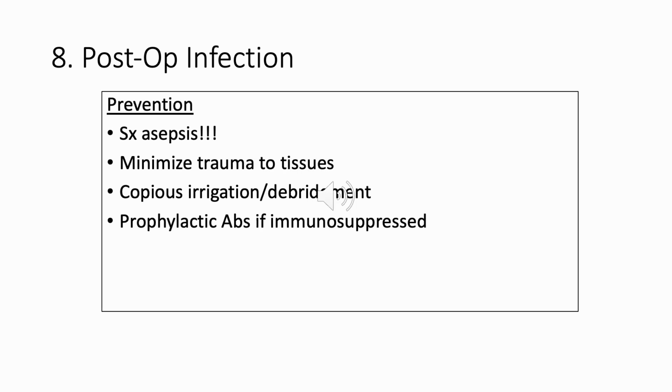Like with most things, prevention is key. Exercising surgical asepsis, considering pre-procedural mouth rinses, minimizing tissue trauma, copious irrigation and debridement, and prophylactic antibiotics if immunosuppressed. When it comes to third molars, we will certainly give 2 grams of amoxicillin or 600 milligrams of clindamycin preoperatively, as it's been shown to decrease the likelihood of infection, as well as dry socket.